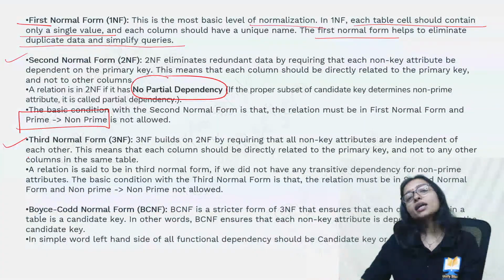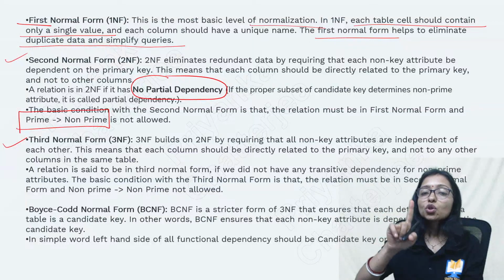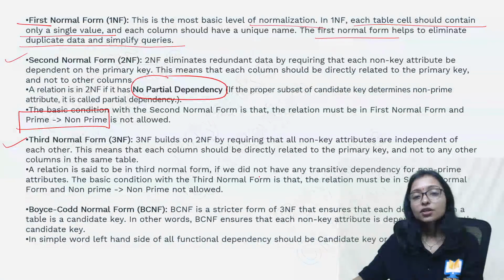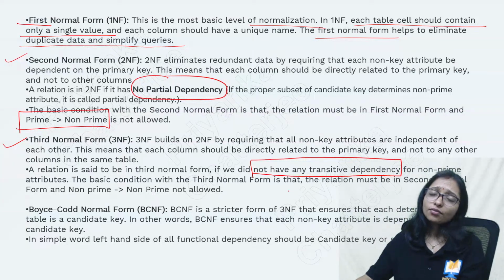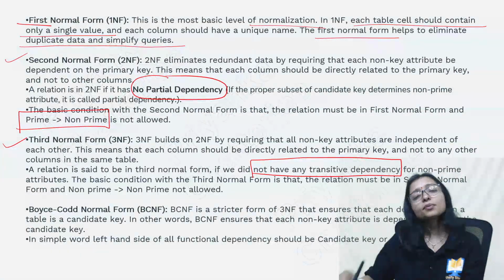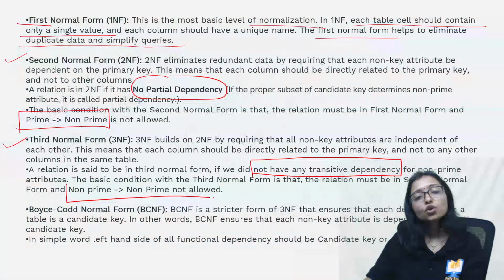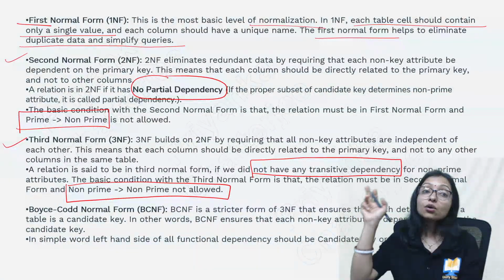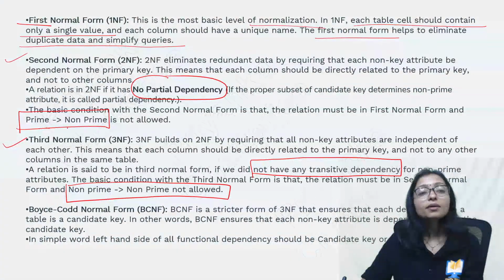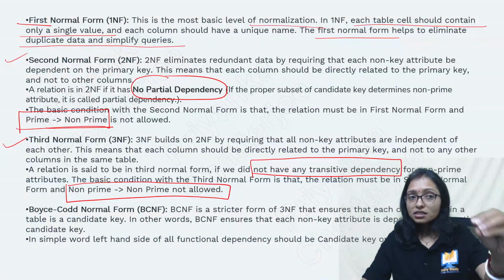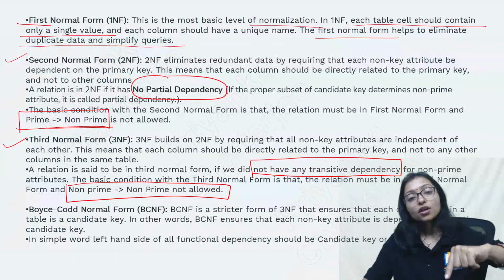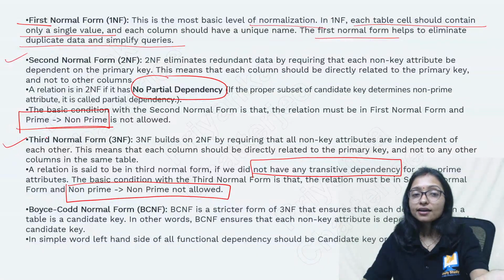In 3NF, what is happening? 3NF is not allowing any transitive dependency. What is the meaning of transitive dependency? Transitive dependency means non-prime to non-prime is not allowed, including prime to non-prime also not allowed. Whatever constraint is there in first and second normal form, that constraint is also there in third normal form. With that, one extra is added here.